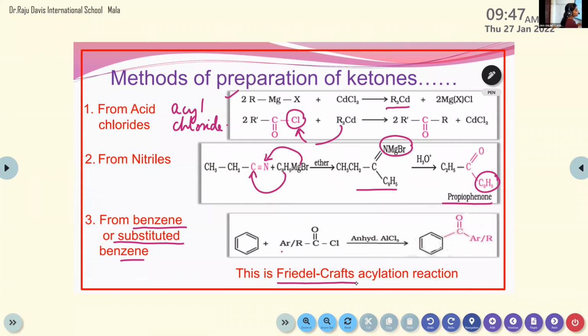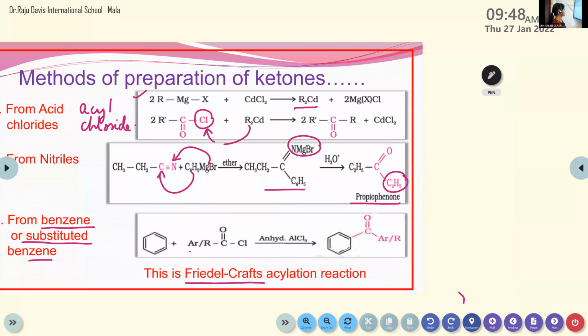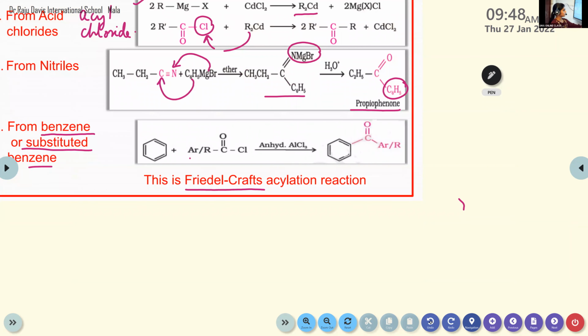So the ketone will be obtained. This is the third method of preparation of ketones, that is from benzene or substituted benzene. Here the reagent is acid chloride in the presence of anhydrous aluminium chloride. So that's about the different preparation methods of ketones. Clear?